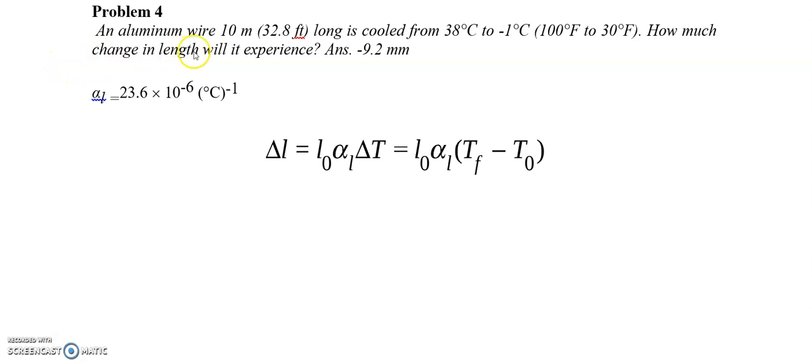Problem 4. An aluminium wire 10 meter long is cooled from 38 degrees centigrade to minus 1 degree centigrade. How much change in length will it experience? So, for change in length as a result of change in temperature, we can use this equation.